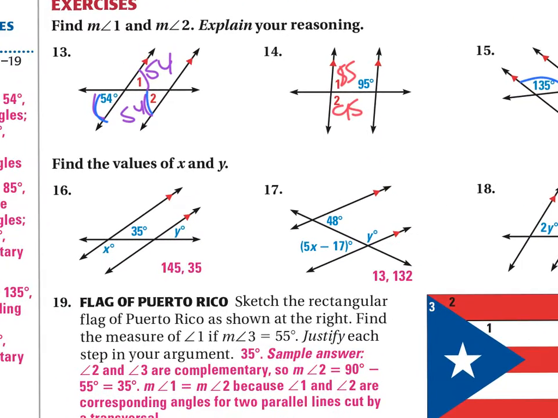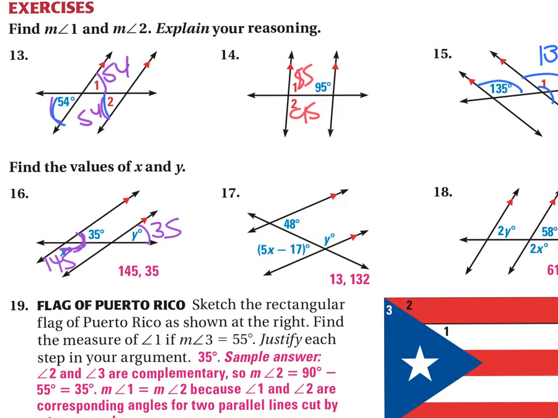16's now just giving you variables in the case, so 35 and y would be the same, and then 35 and x would be a linear pair, so subtract that 35 from 180 and you get 145. 17, so 2 ways to do this. 48 and 5x minus 17 would be alternate interior, which means they're equal to each other. Add the 17.